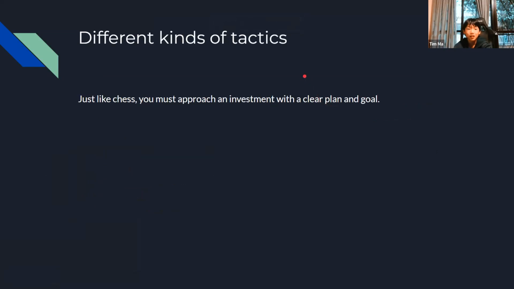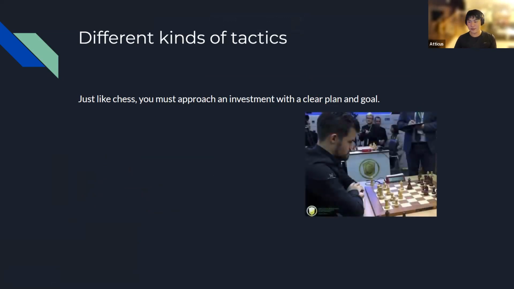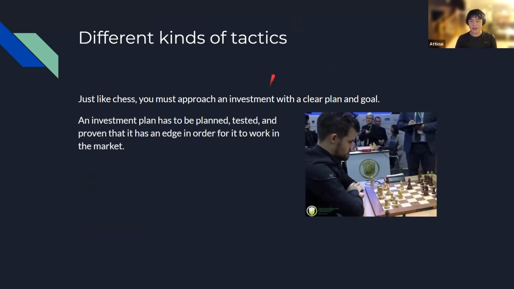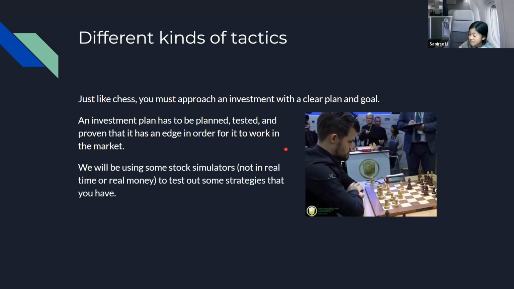You think? Yes. So your strategy should have different kinds of tactics. Just like chess, you must approach an investment with a clear plan and goal. You need to have a clear plan if you want to make money in the long run. If you want to be as good as this guy, Magnus Carlsen. An investment plan has to be planned, tested, and proven that it has an edge in order for it to work in the market. We will be using some stock simulators, not real time or real money, to test out some strategies that you have. I'm just going to be pulling up a chart and saying, what do you think will happen next? And then scrolling to the right. Don't worry. We'll get to Investopedia later.